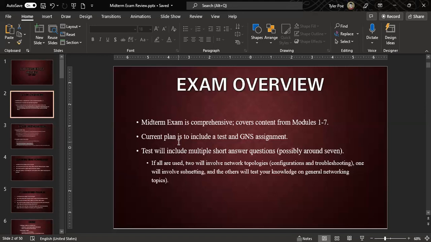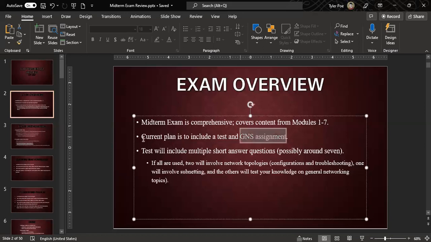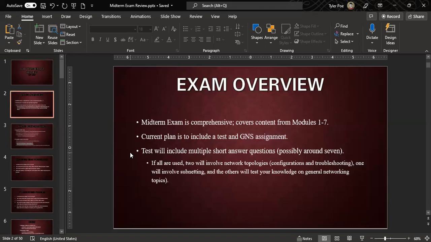He currently plans, from what I can tell, to include a test and a GNS assignment. Depending on if he has time, he may or may not. He didn't say this, but there's a possibility he may or may not do the GNS assignment. We'll have to see, but I would expect it just in case.